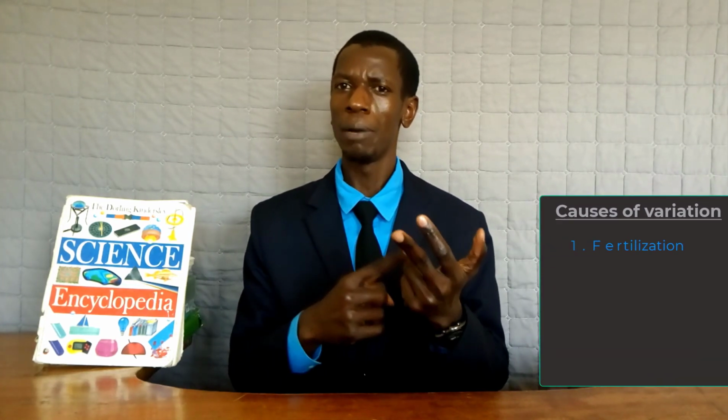Today we are going to look at another cause of variation called fertilization. Before I proceed, just a simple reminder. Variation refers to differences among living organisms. These differences may be caused by both genetic and environmental factors together or separately. There are three causes of variation, that is fertilization, gamete formation, and mutation.